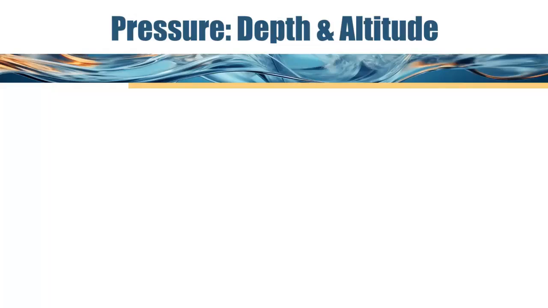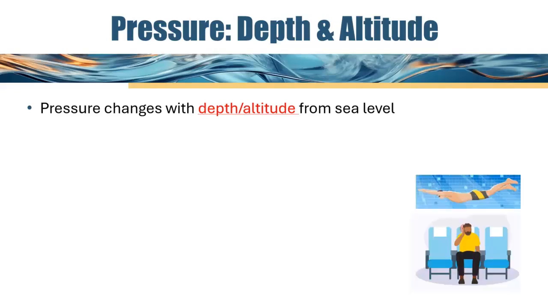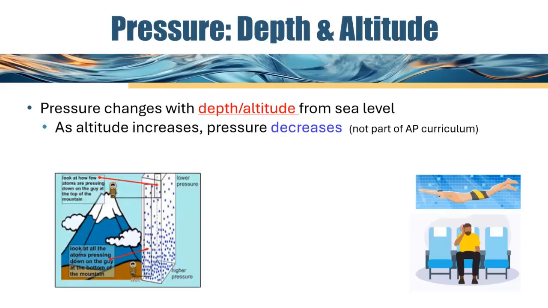So we know pressure is 101,325 pascals at sea level. But as you go above or below sea level, pressure changes. That's why you might experience your ears popping when you go below the surface of the water and you're swimming, or you're up high in an airplane. So specifically, as altitude increases, pressure decreases. So as you go up to the top of a mountain, there's less air pressure up there.